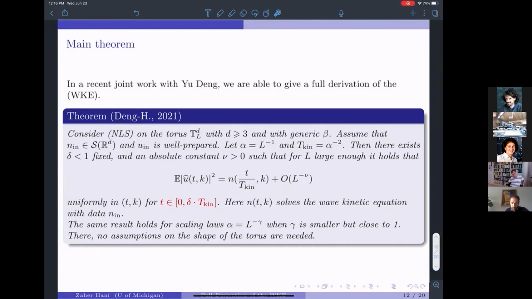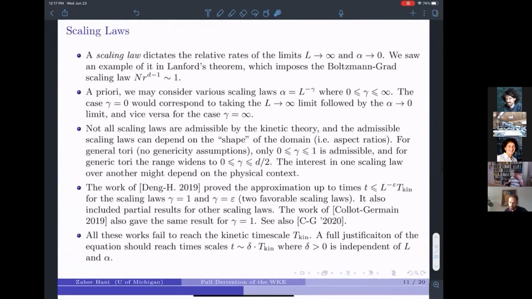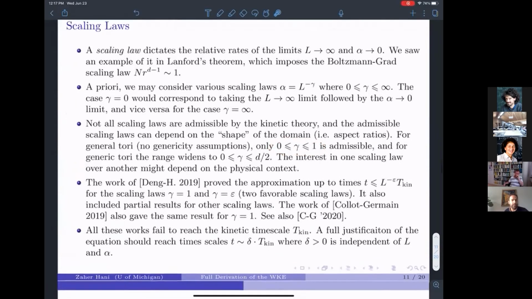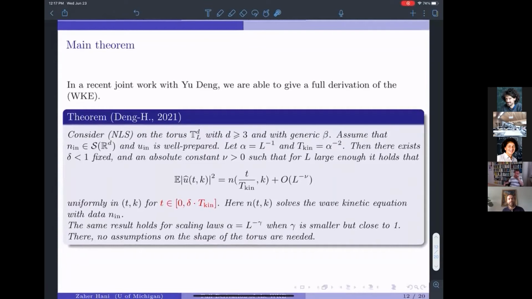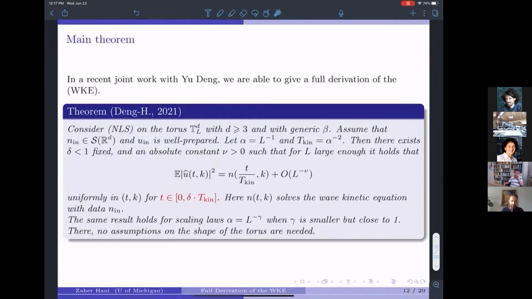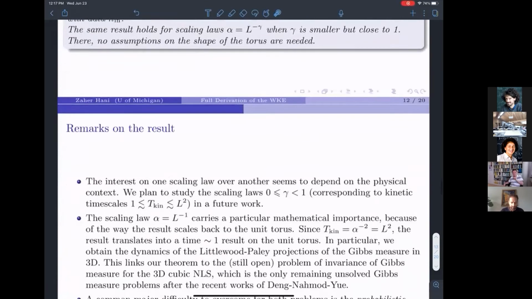And the same proof extends to other scaling laws. The same result holds for the scaling laws alpha equals L to the minus gamma, where gamma is smaller than but close enough to 1. And in that case, no assumptions on the shape of the torus are needed. You don't need this genericity assumption in that case. Actually, remember what I said here: the case gamma between 0 and 1 is admissible for all tori. So whenever you're working at a scaling law alpha equals L to the minus gamma, where gamma is less than 1, you don't need any genericity assumption on the torus. So this is our main theorem. We'll have some remarks about it on the next slide.